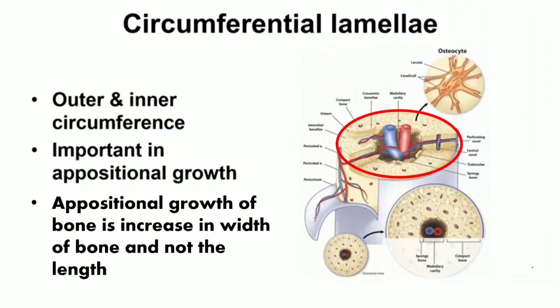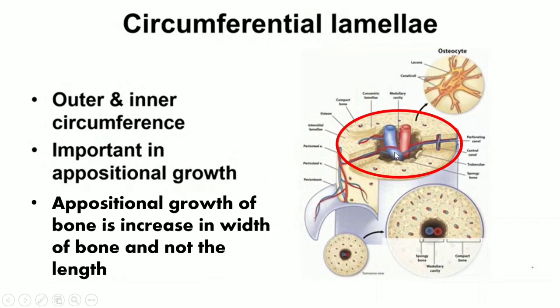And the last one is the circumferential lamellae. As the name suggests, it is the circumference, whether outer or inner. You can see the outer circumference I have shown over here. The inner circumference will be seen in the medullary cavity. So that is your circumferential lamellae.